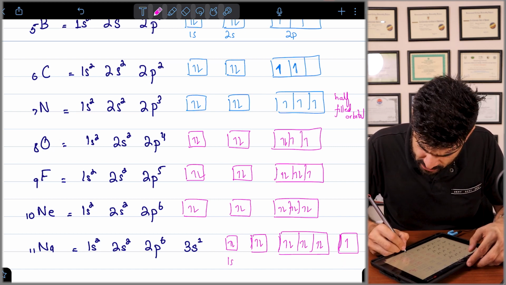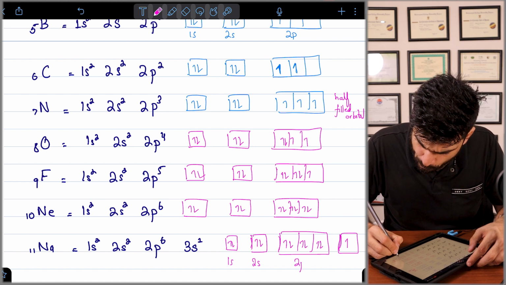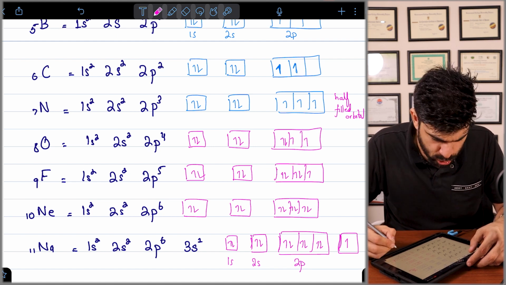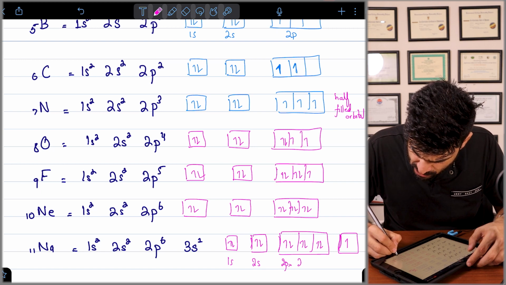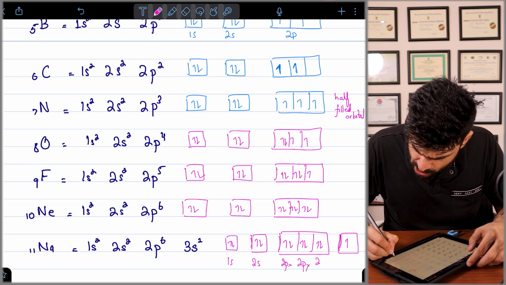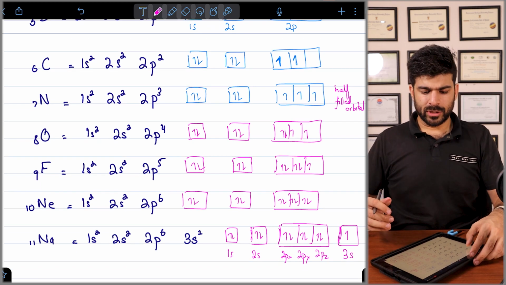It's better to label them 1s, 2s, 2p, and you can also do it this way, 2px, 2py, 2pz, and this is 3s. So that is all for today.